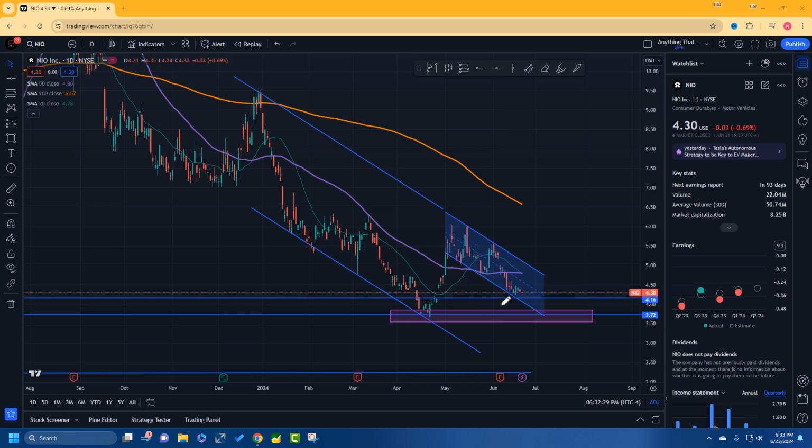But if not, then we could, like I said, go further down into this area. We have support here. We have support here. So we may go down into this zone. So I want everybody to be aware, $4.16, $3.72 if we go down. Okay, we don't have to. Now, what about the other side if we go up?